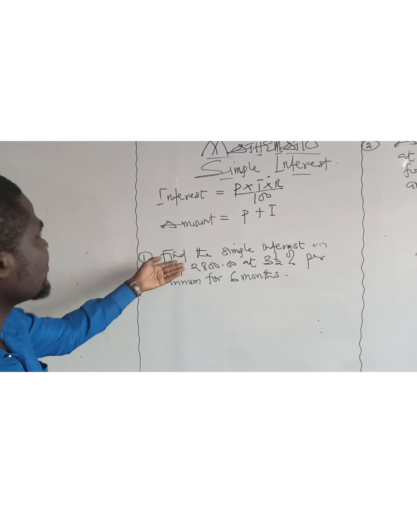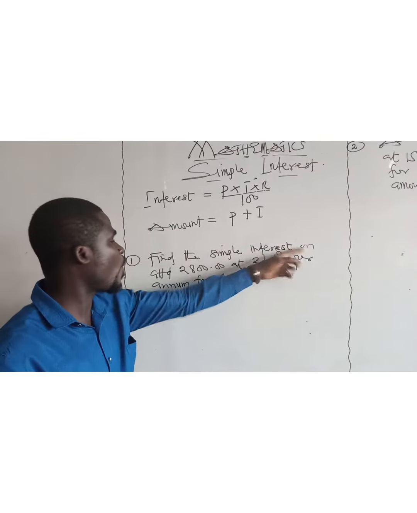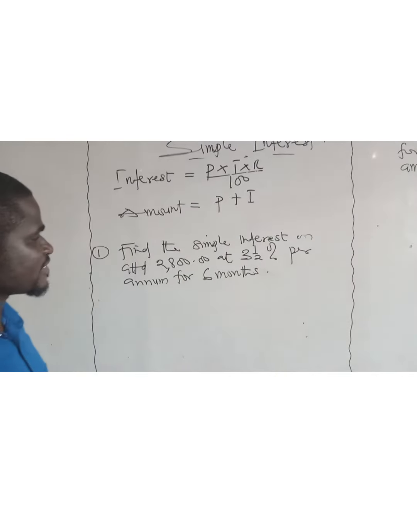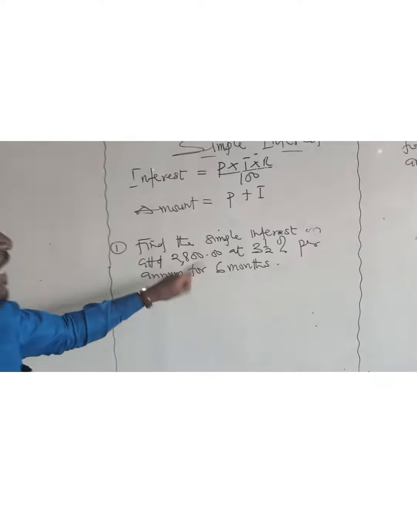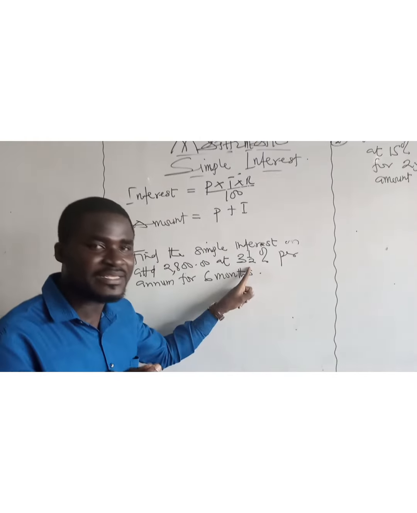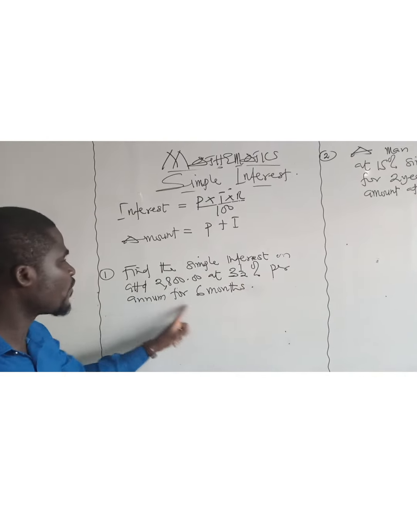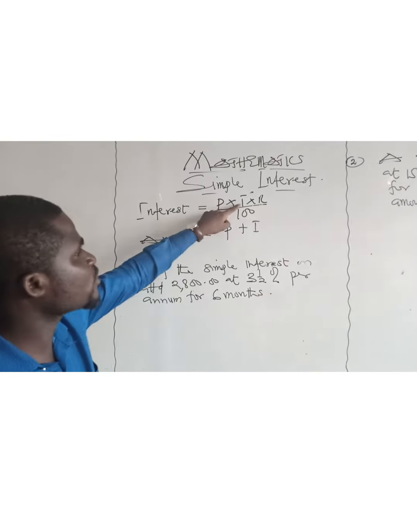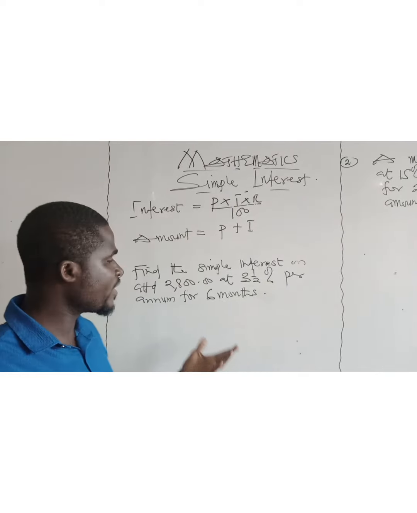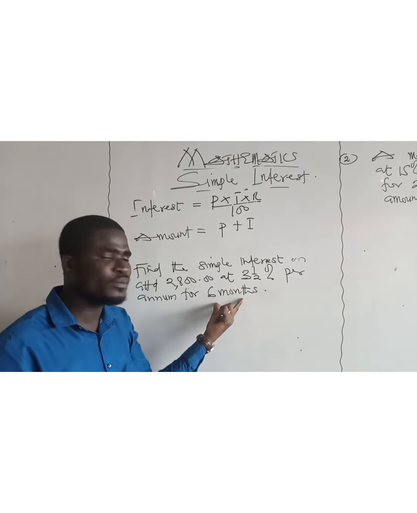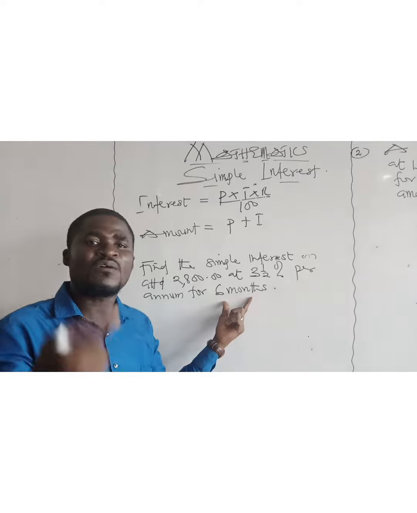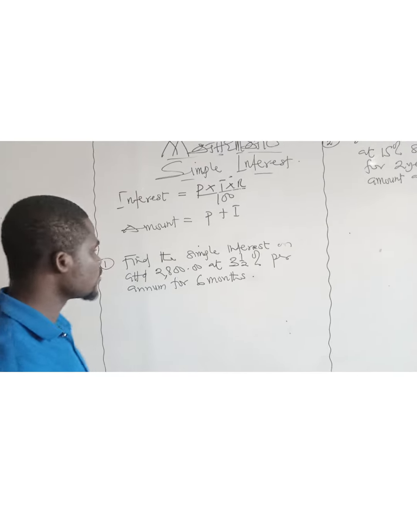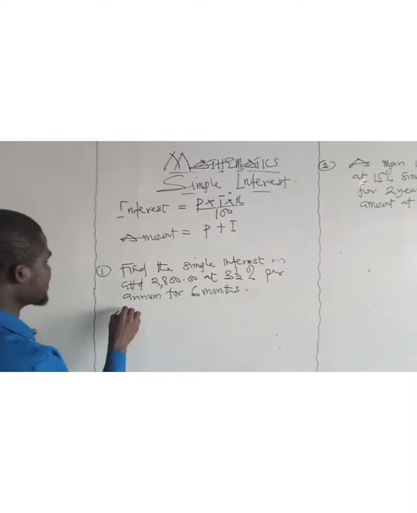The question says, find the simple interest on 2,800 Ghana cedis at 3.5% per annum for 6 years. Now take note here. The time is always in years. So when the question gives you months, you have to convert the months into years. So take note. Good. So we have our principal.